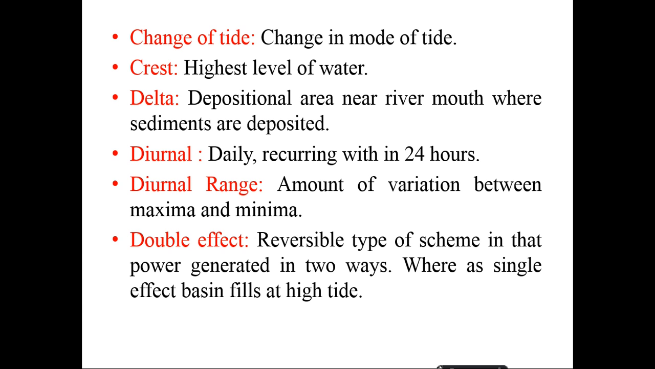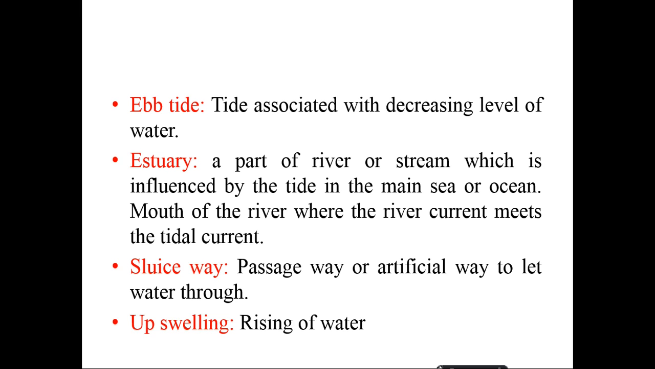Then diurnal, that is daily recurring within 24 hours. Then we have diurnal range, that is the amount of variation between maxima and minima. Then we have double effect. In the reversible type of scheme, the power is generated in two ways. That is known as the double effect. When we discuss the tidal range in the upcoming session, I will try to explain in detail the meaning of double effect.